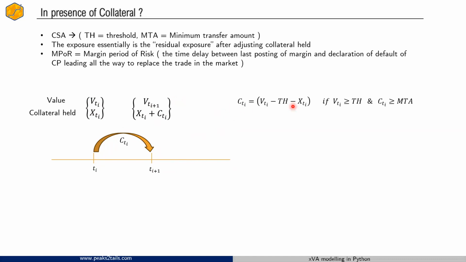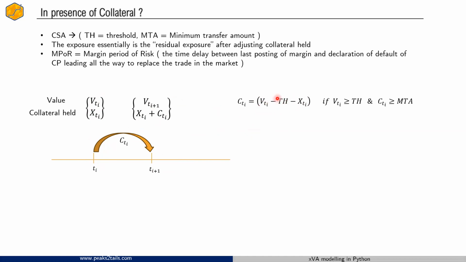You have to use these. So you're standing here. Okay. Value of the trade is VTI. The collateral transfer is required only if the value above and beyond threshold, right, is higher than the collateral held, already held. This is how much you're already holding.